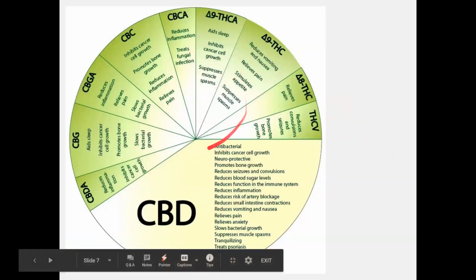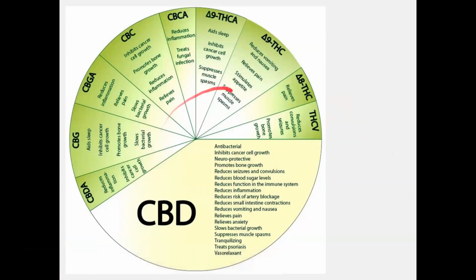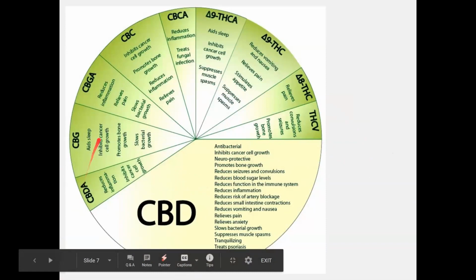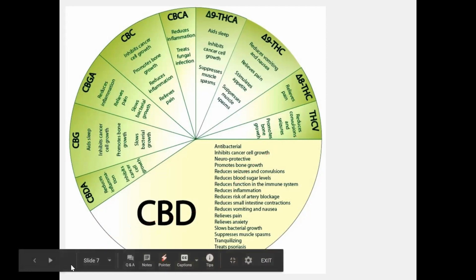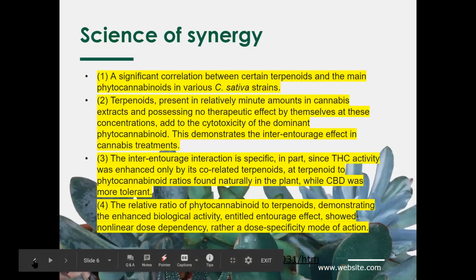This is the intra-entourage effect, where you have CBD, CBDA, CBG, CBGA, CBC, CBCA, delta 9 THCA, delta 9 THC, delta 8 THC, and THCV. All of these have their own effects. So when they are combined, they give their own effects, and this effect is really very good. And when we add a small amount of terpenes, hardly 2%, that also shows a different effect.